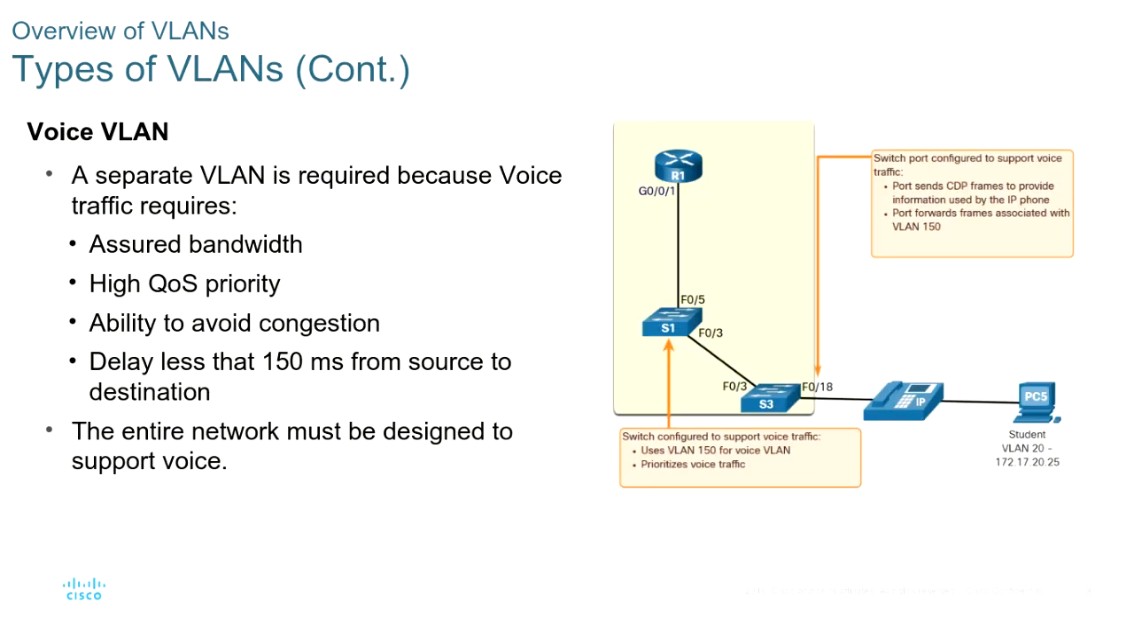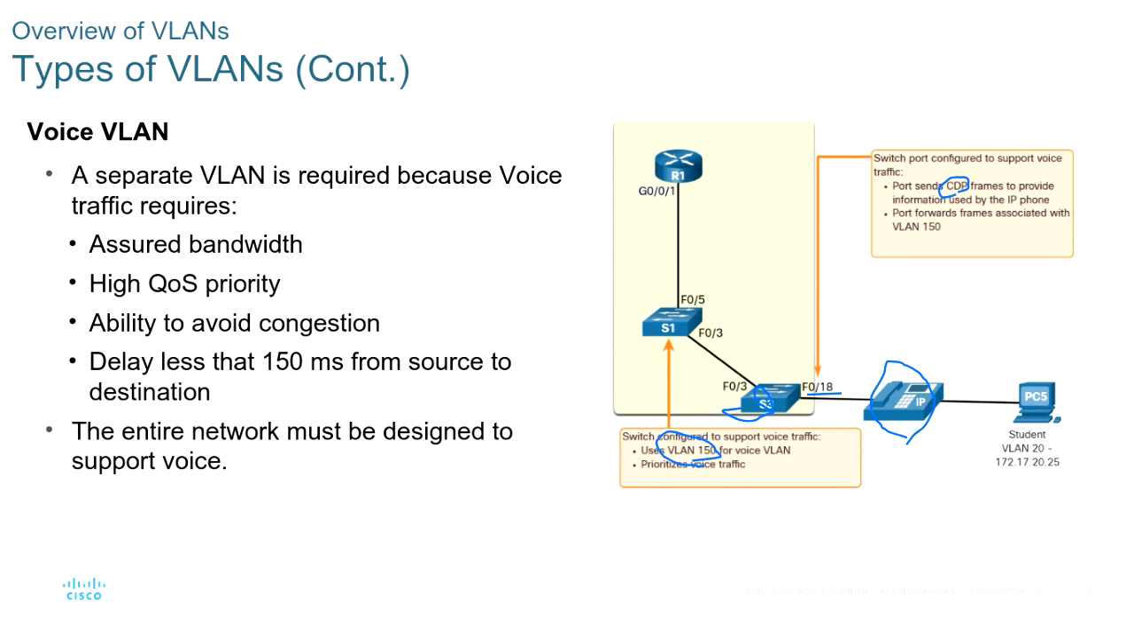So voice VLANs are done on a separate VLAN. He's using VLAN 150 as an example of a voice VLAN. Sometimes you'll see VLAN 100. Cisco telephones use the Cisco Discovery Protocol to discover what telephone number they should be. In the case the telephone is connected to port 18 of switch 3, it uses Cisco Discovery Protocol to find out who it's supposed to talk to.